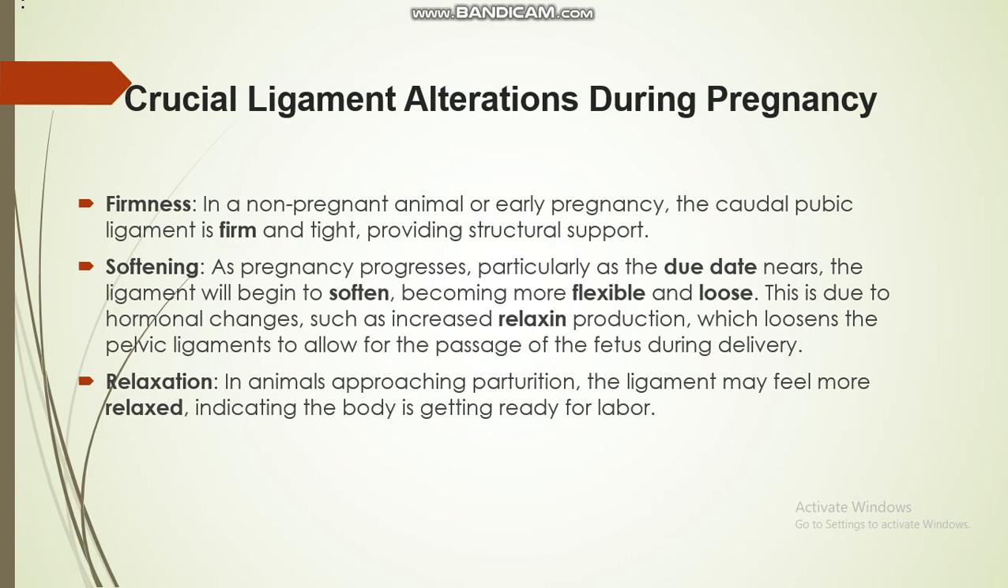Crucial ligament alterations during pregnancy. Firmness in non-pregnant animals or early pregnancy: the caudal pelvic ligament is firm and tight, which is a key sign for non-pregnant animals, providing structural support. But with softening as the pregnancy progresses, particularly as the due date nears, the ligament will begin to soften, becoming more flexible and loose. This is due to hormonal changes such as increased relaxin production, which loosens the pelvic ligament to allow passage for the fetus during delivery.